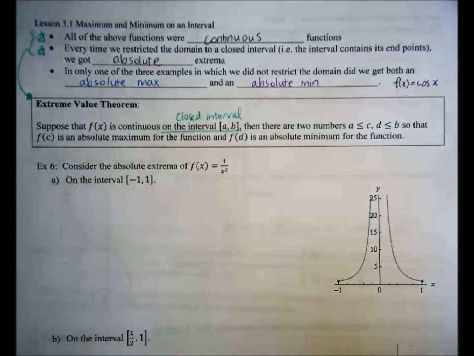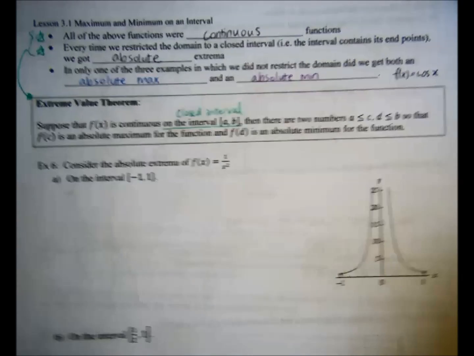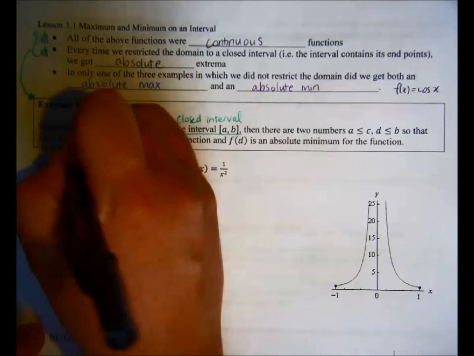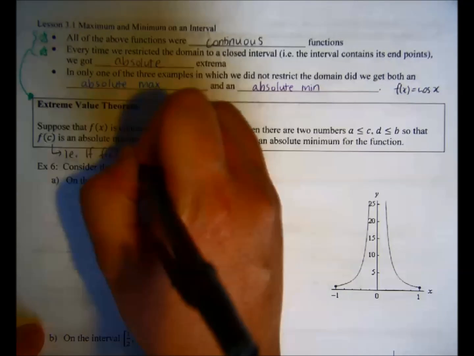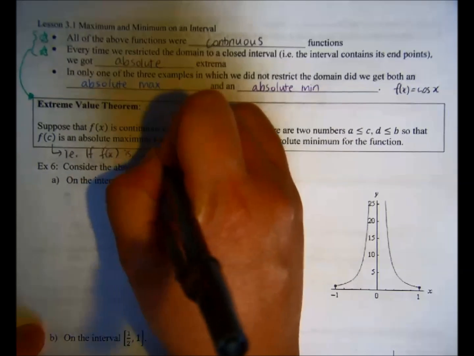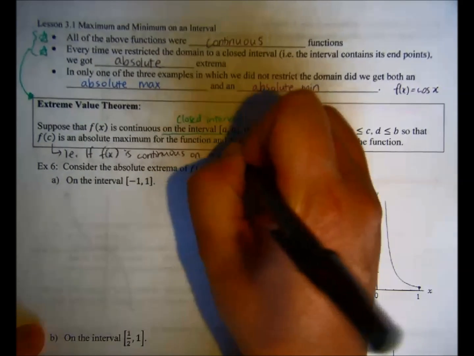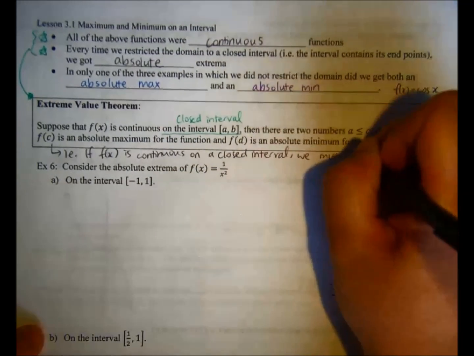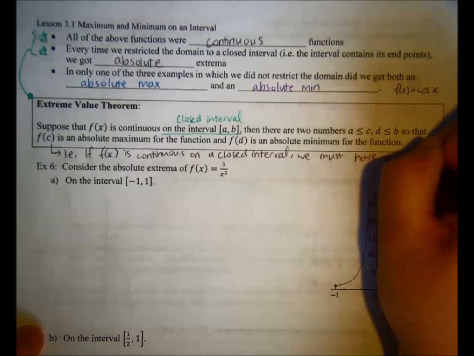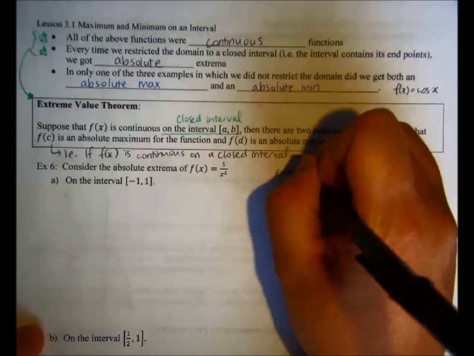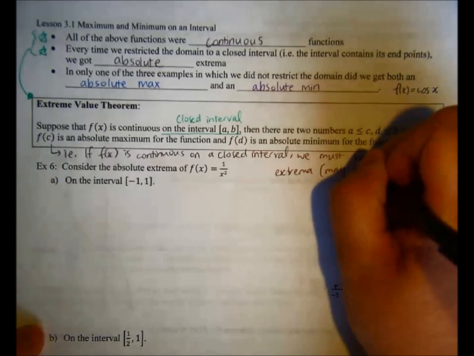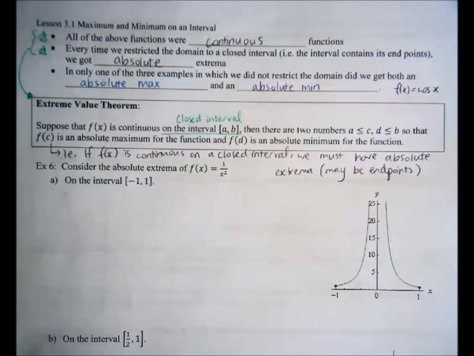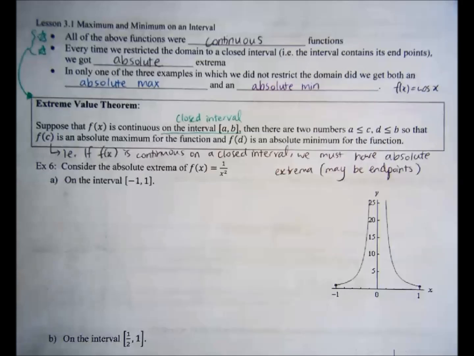Basically, this is just another way of saying that if we have a continuous function on a closed interval, we must have absolute extrema. And these absolute extrema could just be the endpoints. And in fact, that's a good point to start at. So let's go over this example.